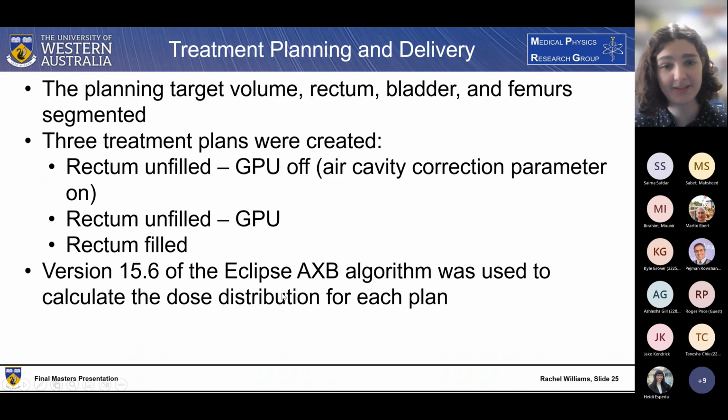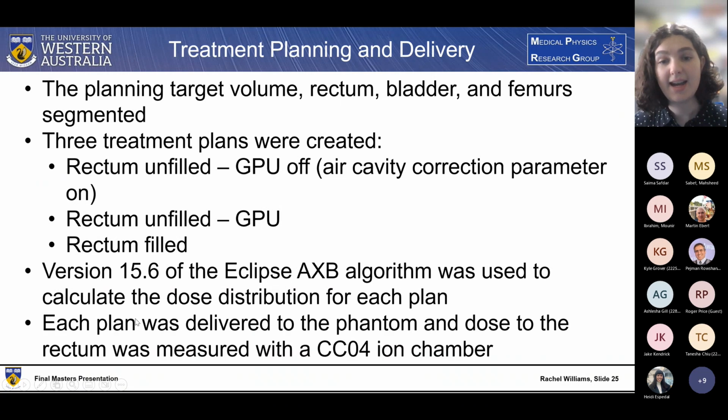Version 15.6 of the Eclipse AXB algorithm was used to calculate the dose distribution for each plan, and each plan was delivered to the phantom, and the dose to the rectum was measured with a CCO4 ion chamber.